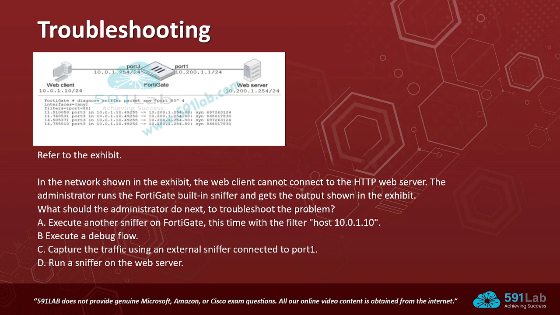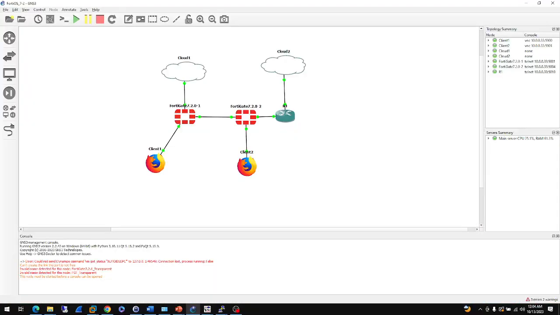So the first one says execute another sniffer on the FortiGate, this time with another filter. No, because we are going to watch the same thing that we are watching there, and that won't help us to solve the problem. Option B says execute a debug flow. For me, that option is valid because if you execute a debug flow when you are in the FortiGate, you can see how the packets are working.